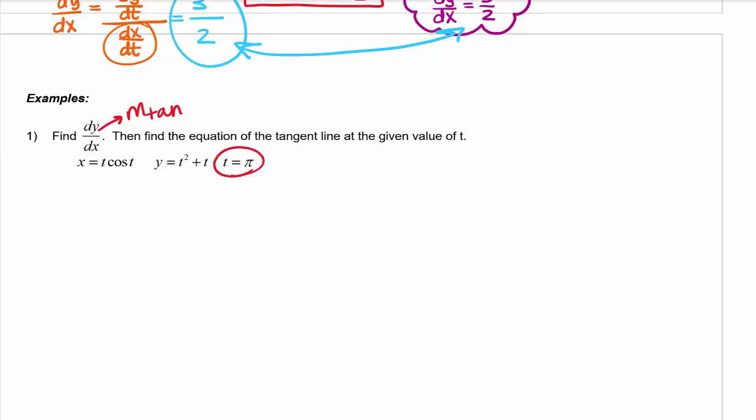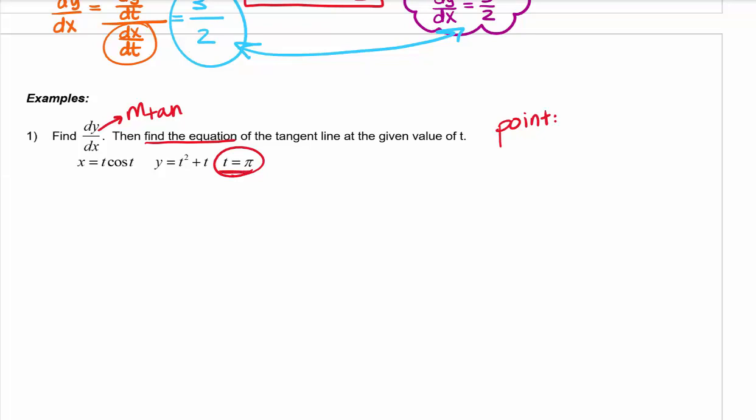If I was asked to write the equation, which I am, I will also then need the point. So we always need a point and a slope. I can find the slope. That's the first thing I'm going to be asked to do. But I also have to be able to find the point. So that's something that is not necessarily calculus related. It does not depend on the derivative. It depends on the value for t.